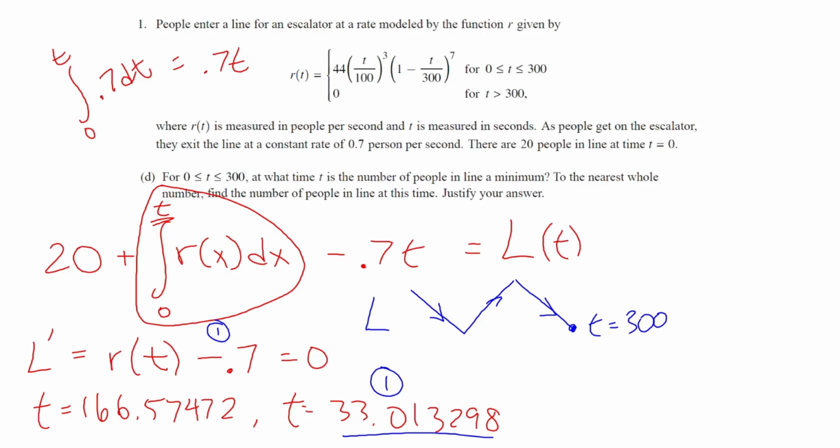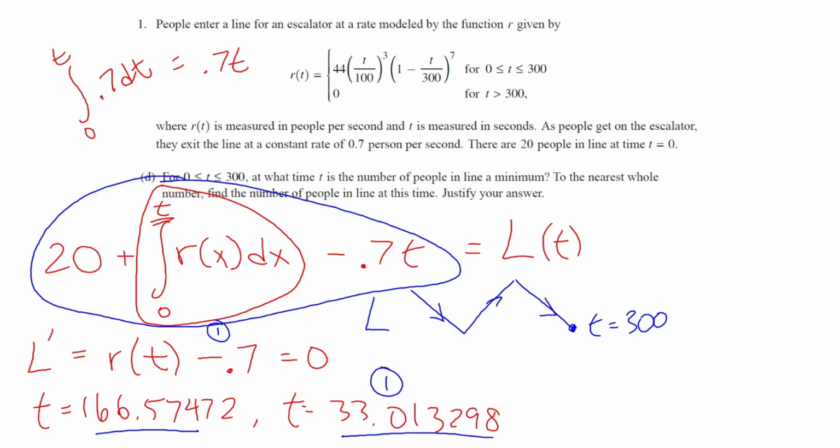So what we're going to do here is there's two options. One option is just to evaluate our function here at all of our four values: at t equals 0, t equals 166, t equals 33, and t equals 300. Come up with a chart with four values and pick the one that's the smallest. The other option is we can eliminate 166.57472 because we know that one is a maximum. And so I think that's going to be easier. And also we can eliminate the value at t equals 0 because we know that's a maximum as well.